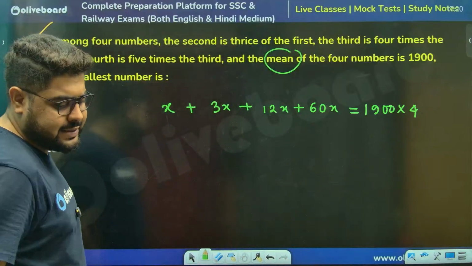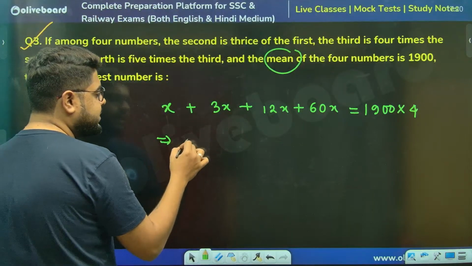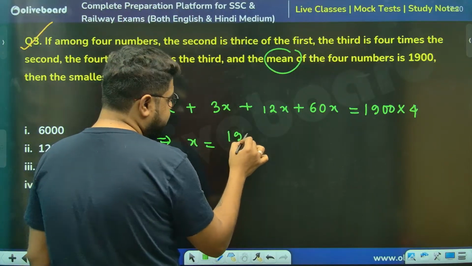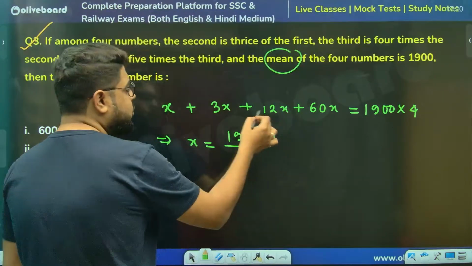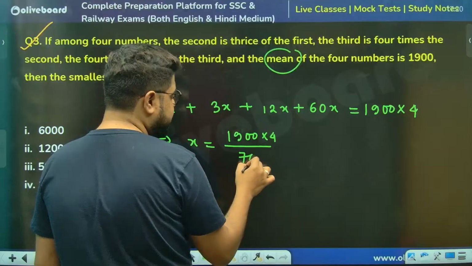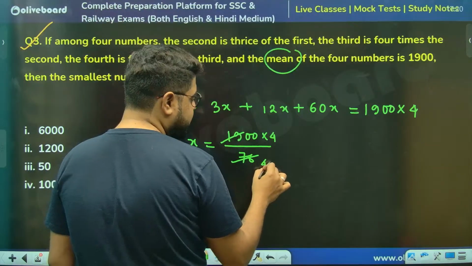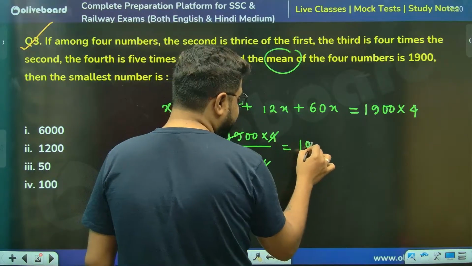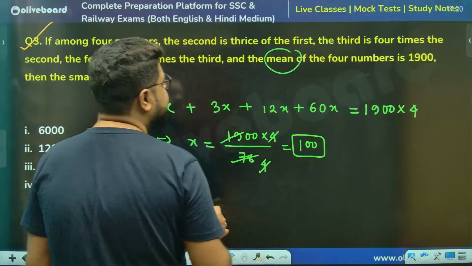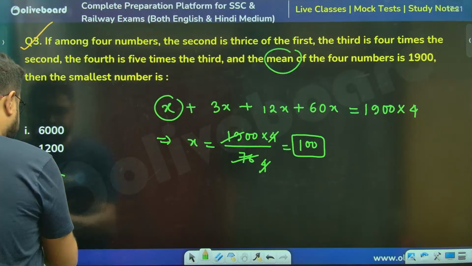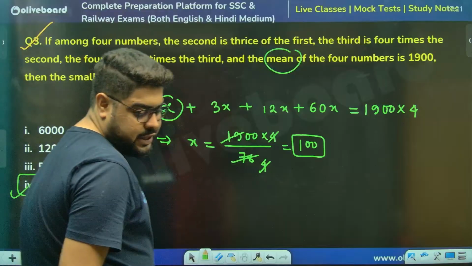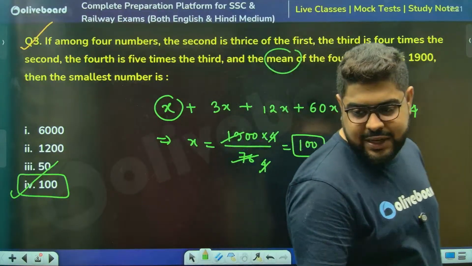Figure out the value of x, sir. 1900 into 4 divided by 60 plus 12 plus 3 plus 1, that is 76. 19 fours are 76, so it cancels out. x is 100. They're asking for the smallest number, which is x only, that is 100. Option number 4, sir.